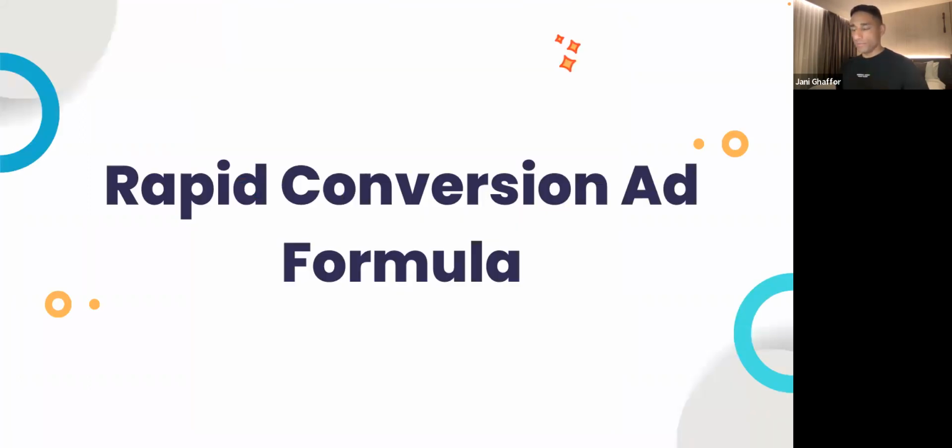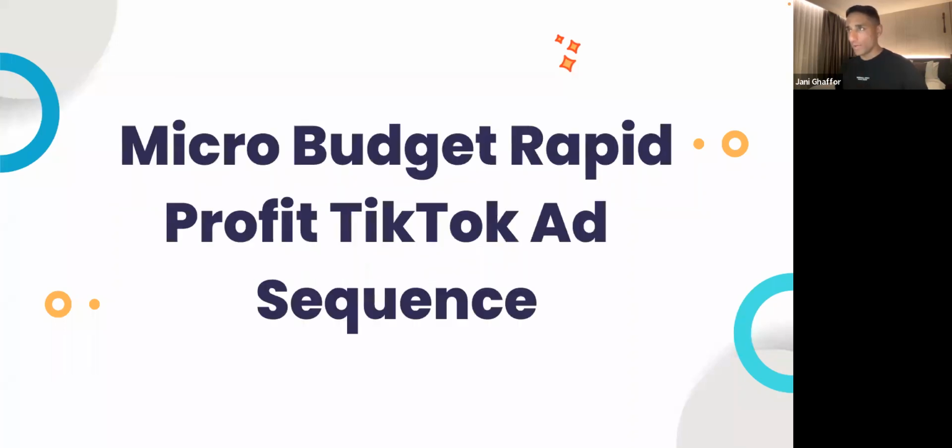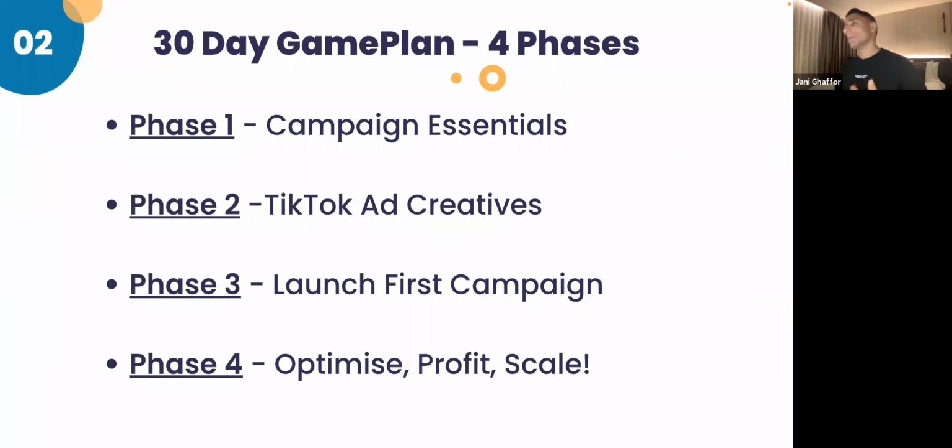So I have this formula. This is what I shared in the workshop that I spoke at before Affiliate World last week. I call it the rapid conversion ad formula, combined with the micro budget rapid profit TikTok ad sequence. It's quite a mouthful. So look, this is the 30-day game plan that we're going to follow, right? And this training here is the kickoff call, to give you some expectations and give you 1 or 2 action steps towards the end to get the ball rolling.